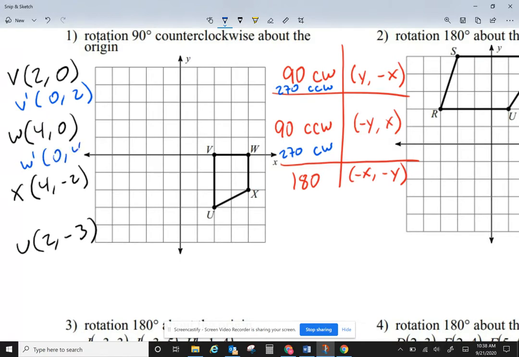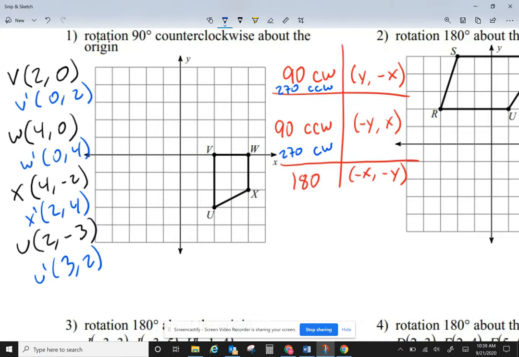Now for W prime, it's going to become 0, 4. Once again, my numbers flip, and the one that was y originally, 0, switches signs. But once again, 0 cannot switch signs. Now X prime is going to become 2, 4. Notice how the 2 switched signs, right? It was negative, I switched it to positive. And then U prime is going to become 3, 2.